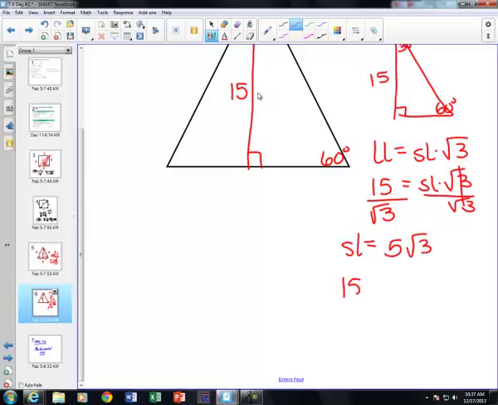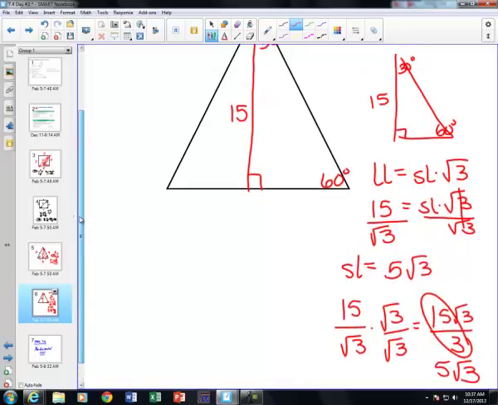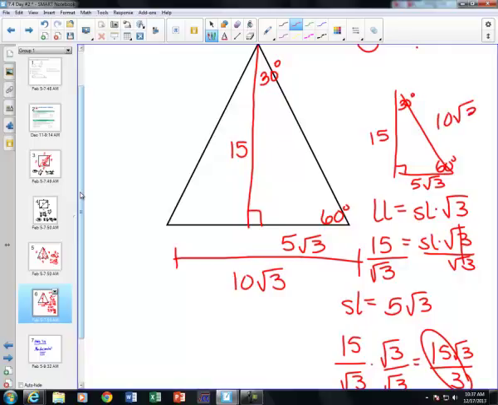If you're doing it the long version, you'd multiply by root 3 over root 3. 15 root 3 over 3 reduces to 5. Either way, you get 5 root 3 for the short leg. So that means this is 5 root 3, and this is 5 root 3. But remember, I want the total length. All I have to do is double that: 10 root 3, which would also be the length of my hypotenuse. 10 root 3.